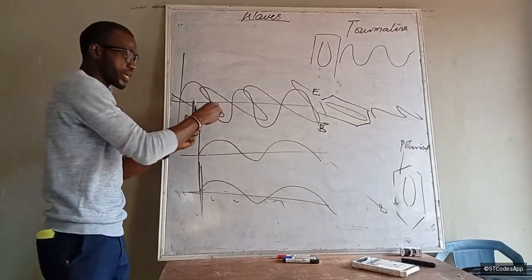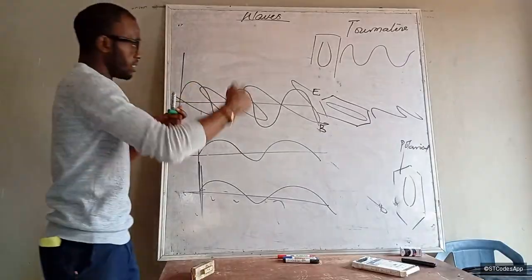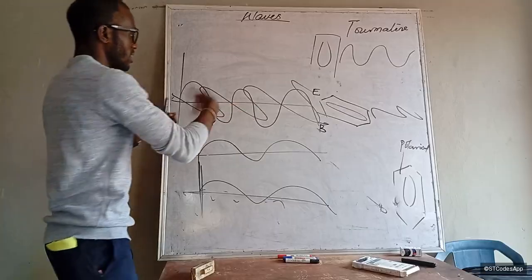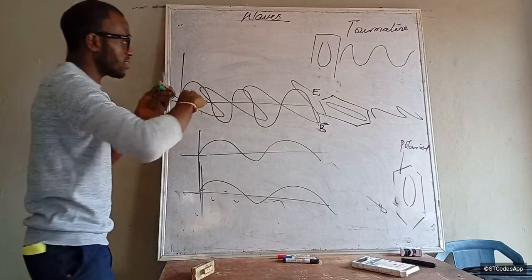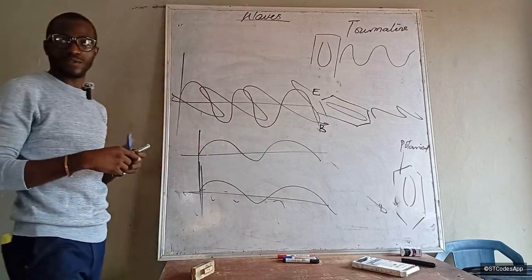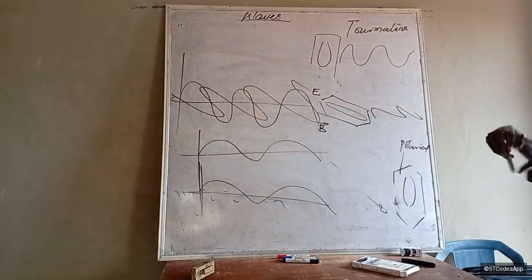This is the B field, into and out of the board. This is the magnetic field. No, okay, for this one, this is the magnetic field. This is the E field. She's correct when she said E field. The E field will pass through here.